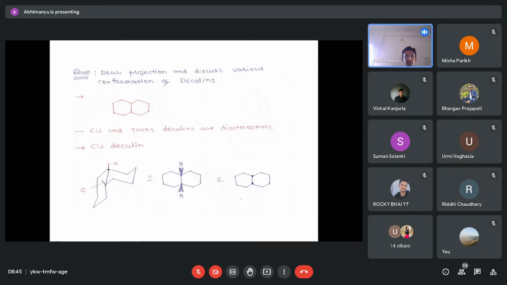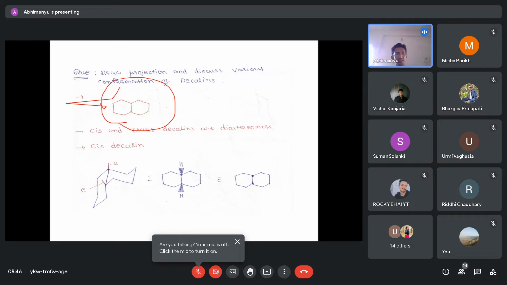Okay, so the next topic is to draw projection and discuss various conformations of decalins. So it is the bicyclic compound. A 10 carbon atom bicyclic compound is the decalins. It is not a planar structure like benzene. Again I repeat, it is not a planar structure.